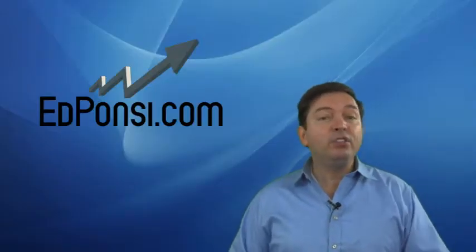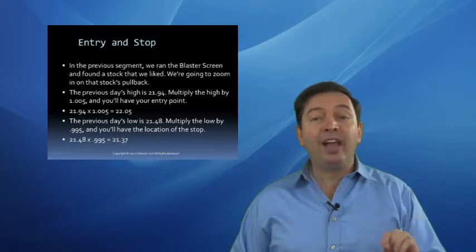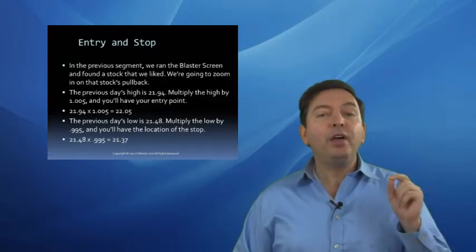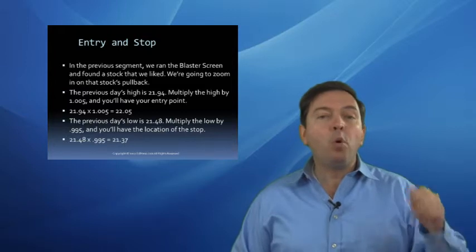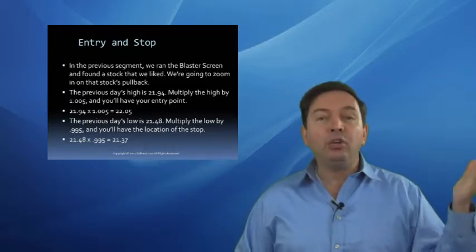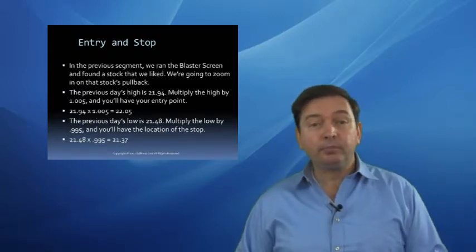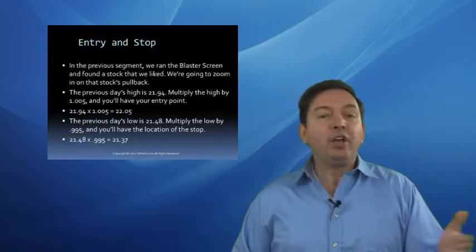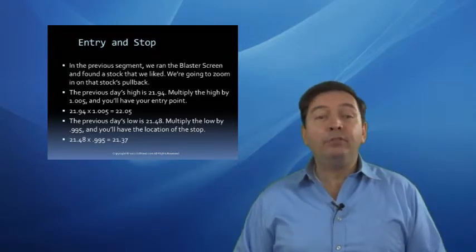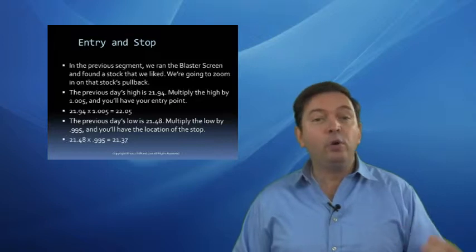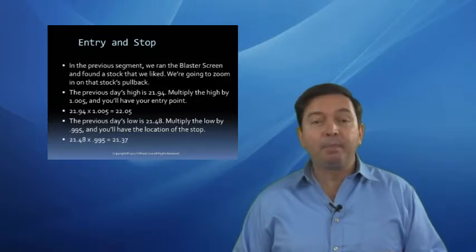Now, the previous day's high was $21.94. Multiply the high by 1.005 and you'll have your entry point. In this case, that comes out to 22.05. So the next day we have an entry point of 22.05 for that stock.